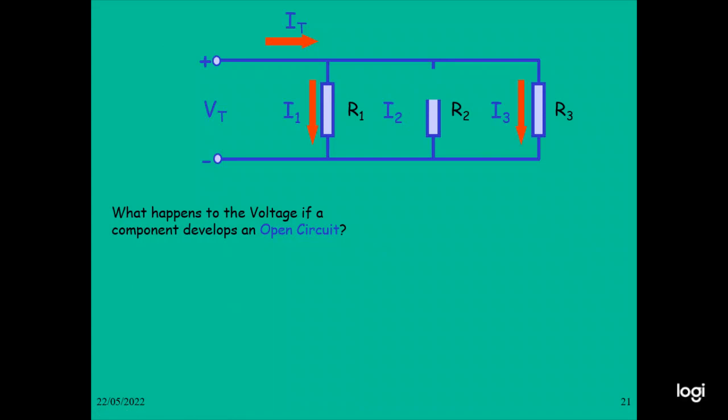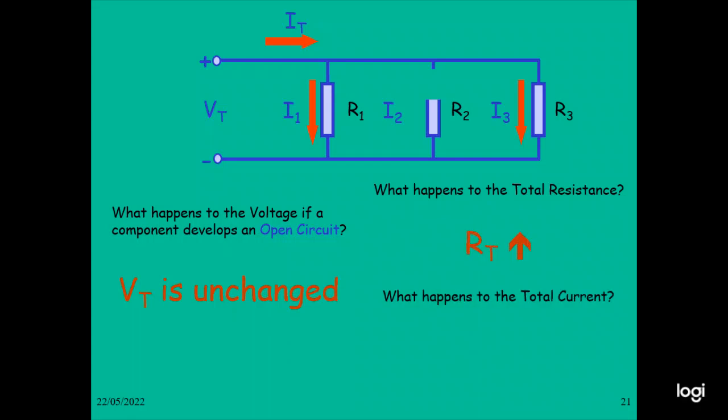So in this case, you can see what happens when a component is open circuit. Here the resistance R2 is open. In this case, VD is unchanged, but ID will be decreased.